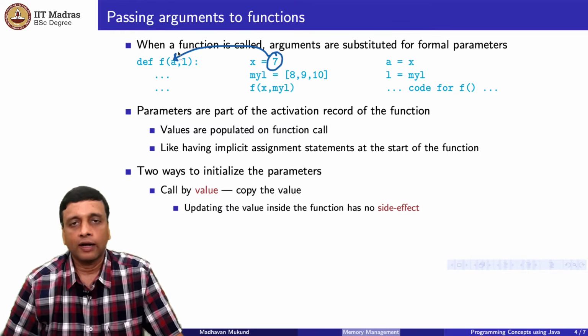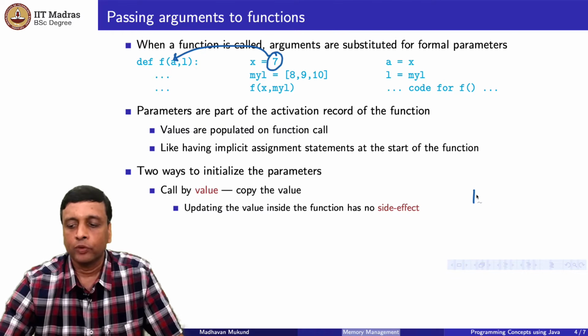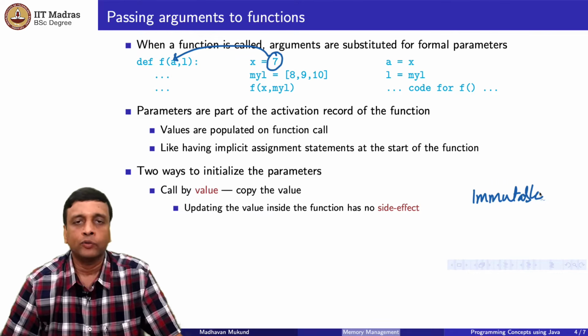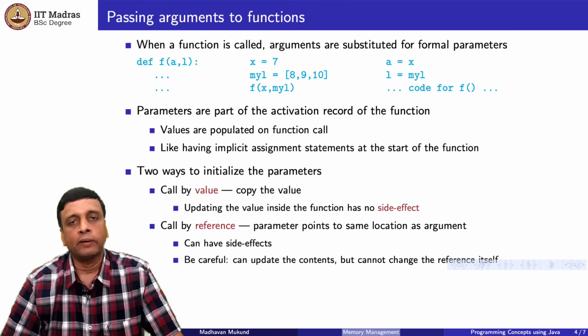This is what happens in Python in what are called immutable variables, right? When I do an immutable assignment in Python, I effectively get two copies of the value, so that if I update one value, the other one does not get changed. On the other hand, I could have what is called call by reference.